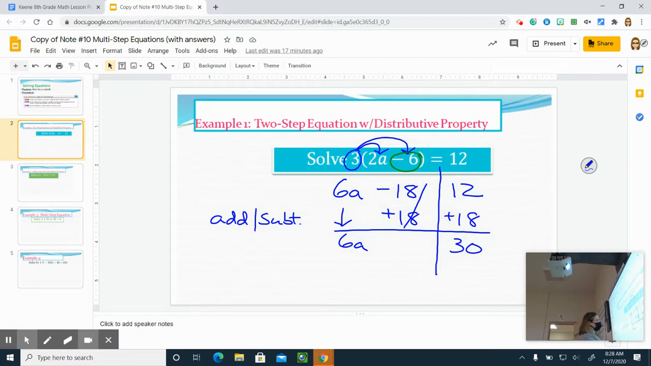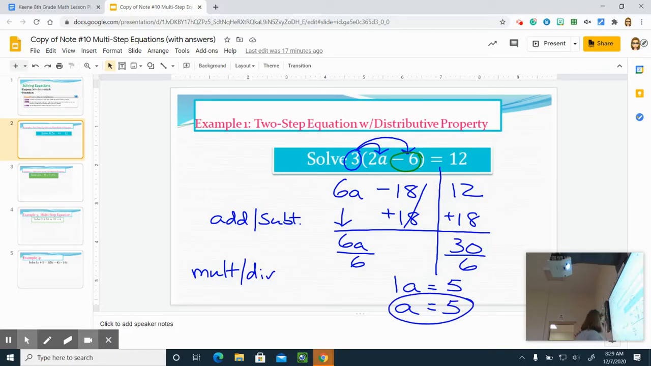And now we're going to do our multiplication or division to eliminate the coefficient. Because it's 6a, which means 6 times a, we're going to do the opposite. So we're going to divide both sides of the equation by 6. 6 divided by 6 is how you get 1a, or just a, either way. And then 30 divided by 6 is 5. So that is our answer.